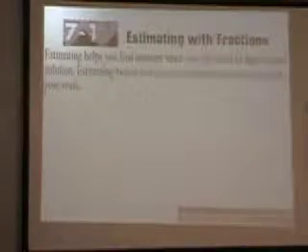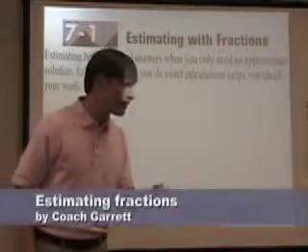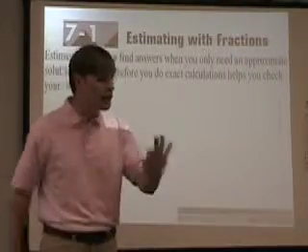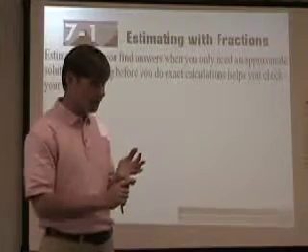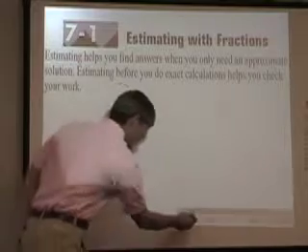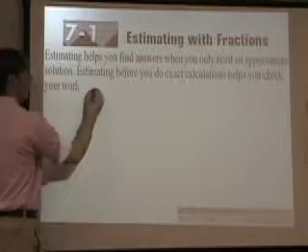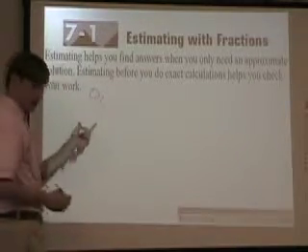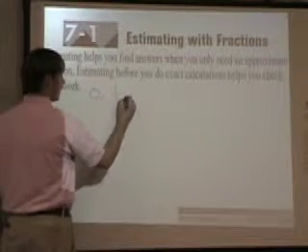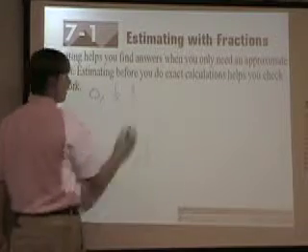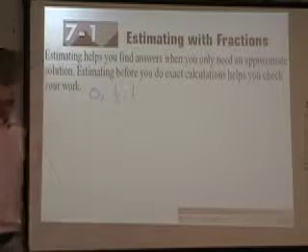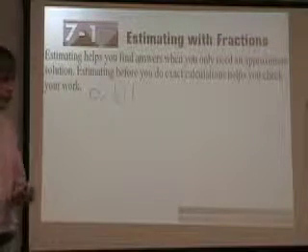Alright, today we are going to learn how to estimate with fractions. It's very simple. For each fraction you get three choices: 0, 1/2, or 1. So your three choices when you estimate a fraction are to round it to 0, round it to 1/2, or round it to 1. Those are your three choices when you're estimating a fraction.